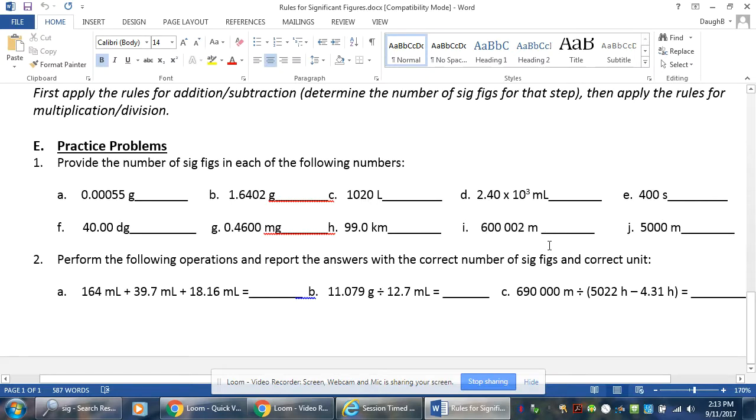J is just like E. They're very, very similar. All of these zeros are to the right, but before an understood decimal. Therefore, none of them are significant. They're just placeholders. So this only is 1 significant figure.